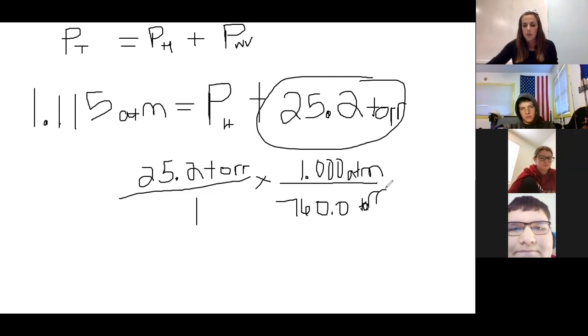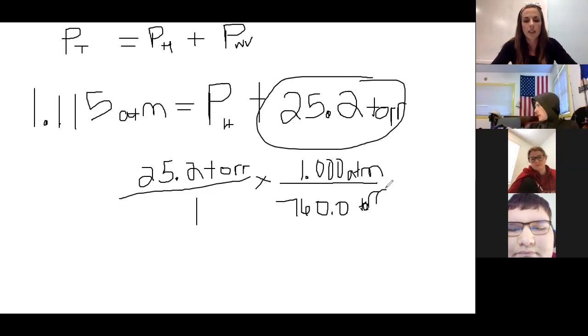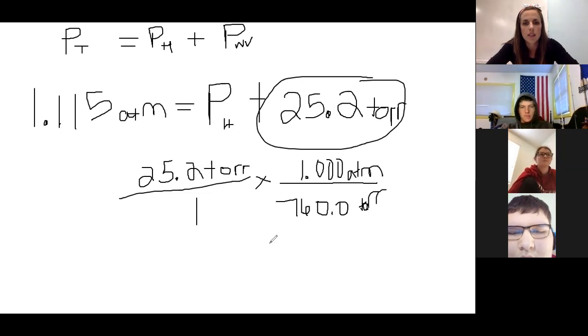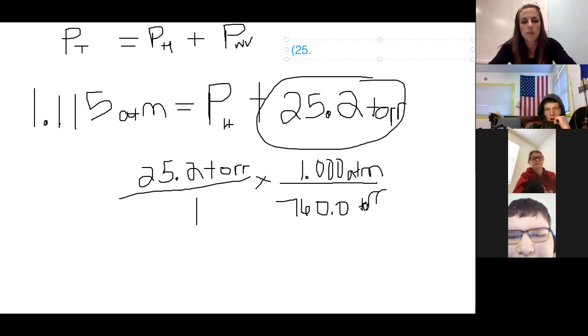All right, so we are going to put that in the calculator. And in the calculator, really, this is all I have to put. Okay, I can really just put it like this because my ones don't really matter, do they?